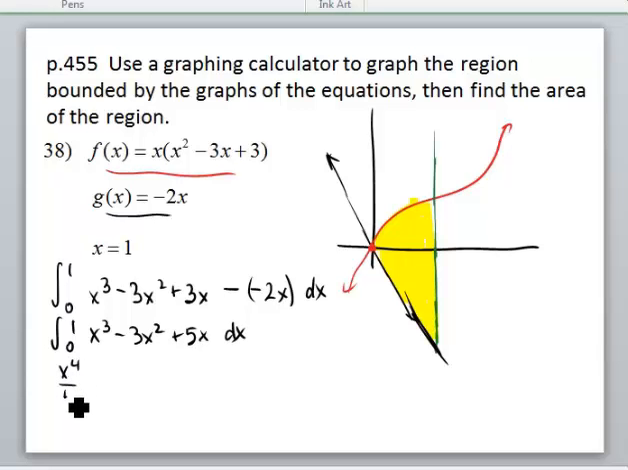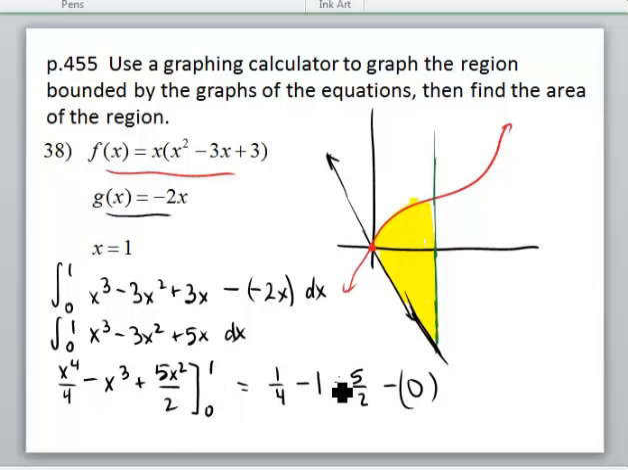So we have x to the fourth over 4 minus x cubed plus 5x to the second over 2 from 0 to 1. When I plug those answers in, I end up getting 1/4 minus 1 plus 5/2. Plug in 1 everywhere. And then minus 0, because when you plug in 0, you get 0. So you get a negative 3/4 plus 5/2. Negative 3/4 plus 5/2. Well, that would be 10/4. So we end up with the answer of 7/4 for solution.